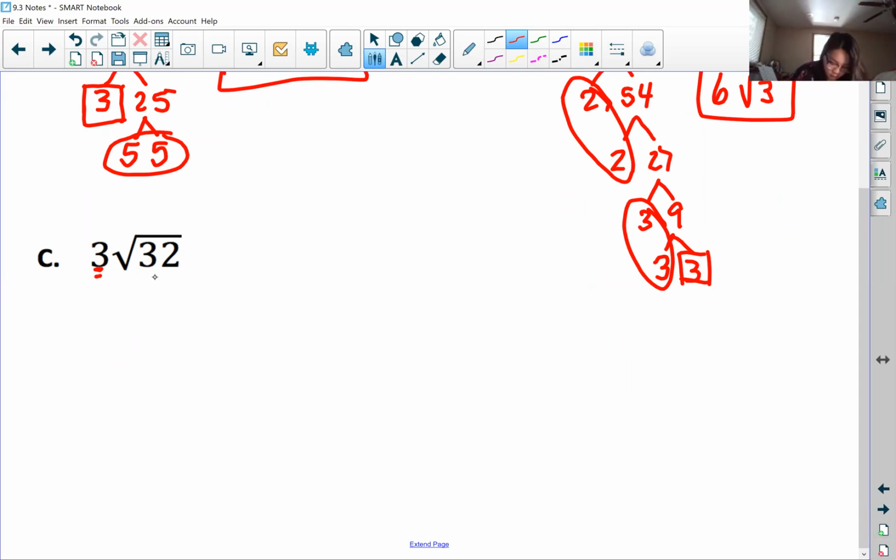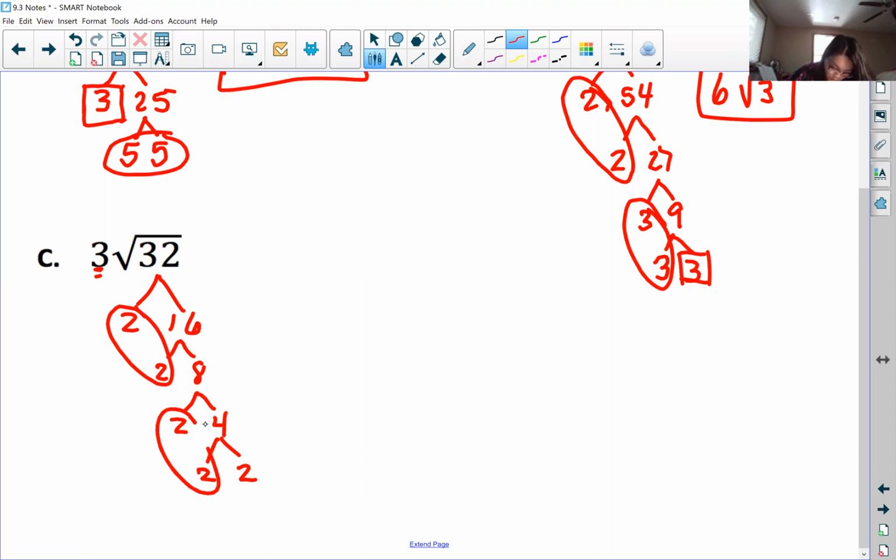So the radical part we do the same way. 32 is even, so 2. 32 divided by 2 is 16. 16 is even, so 2 is a factor, 2. And 8. 8 is even, so 2 is a factor, so 2 and 4. 4 is even, so it has 2 as a factor, 2 and 2. Again, circle the pairs.